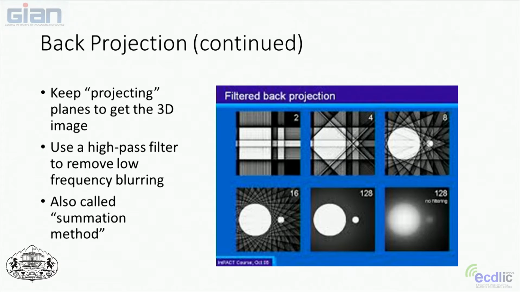It's more complex than that, but I'm just trying to give you a conceptual view of how this is done. And they also can use a high-pass filter to remove low-frequency blurring. And this back propagation technique is also called a summation method. Does that make sense to everybody, how that's the basic concept of how that's done?